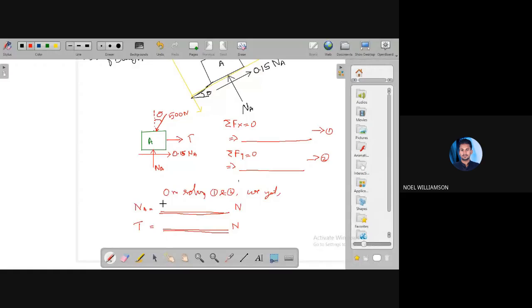Okay, anyone get the value for the Na and T? Please put it in the chat box.